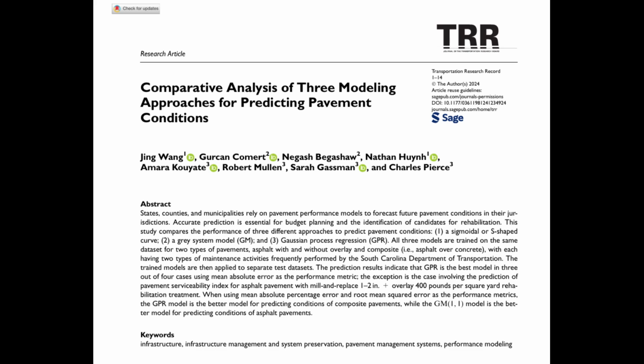Absolutely. Okay, so wrapping up the key aha moments then. Yeah. First, the classic S-shaped models. Maybe not as reliable as we thought, especially with limited data. Definitely showed limitations here. Second, the gray system model, GM. Looks like a really promising approach, particularly for asphalt roads when data is maybe a bit thin on the ground. Yes. Strong contender for asphalt. And third, Gaussian process regression, GPR. A powerful machine learning tool that really excelled, especially for predicting the future of those composite pavements. Clear winner there, yes.